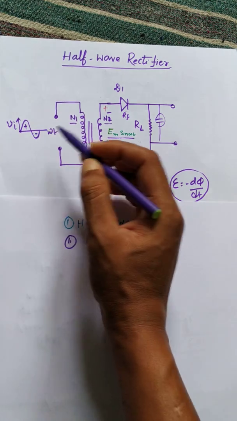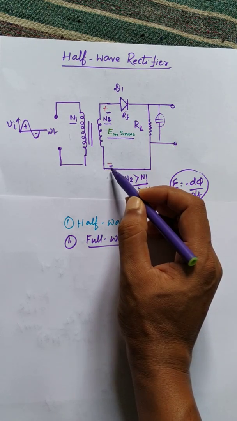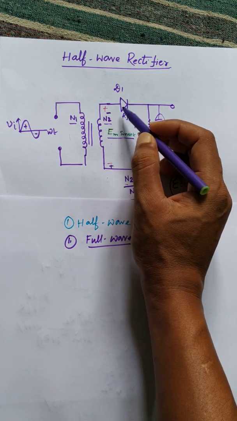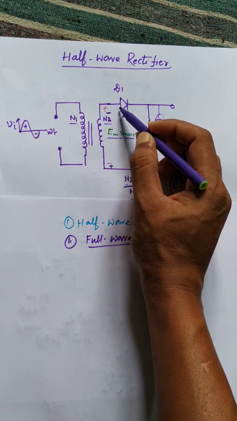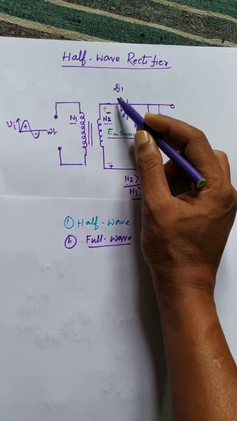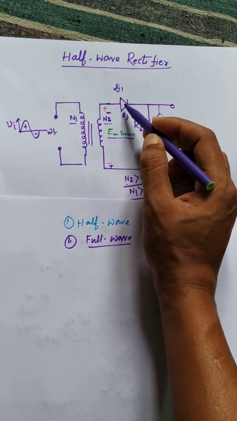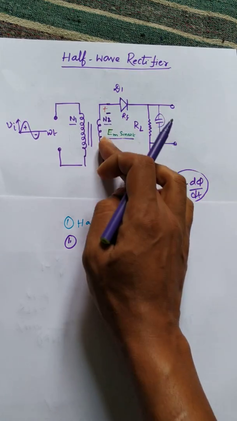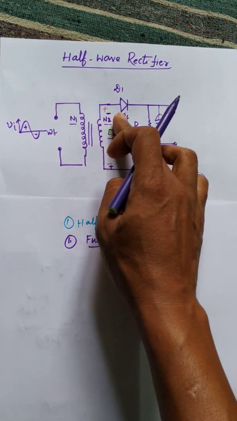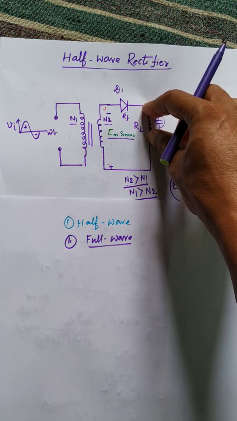During the negative cycle, the upper side becomes negative and the lower side becomes positive. So for the negative half cycle, the P side of the PN junction diode gets negative potential and the N side gets positive potential. The PN junction diode is reverse biased, and in reverse bias condition it offers very high resistance and behaves like an open circuit. So no current flows in the circuit during the negative cycle, and no voltage appears across the load resistance.